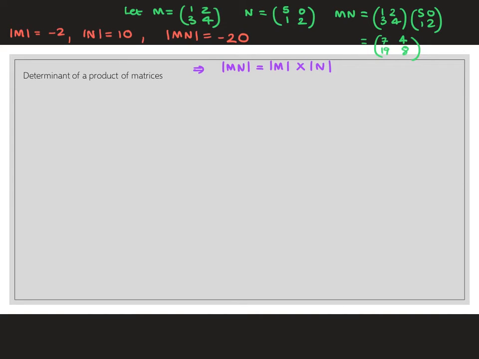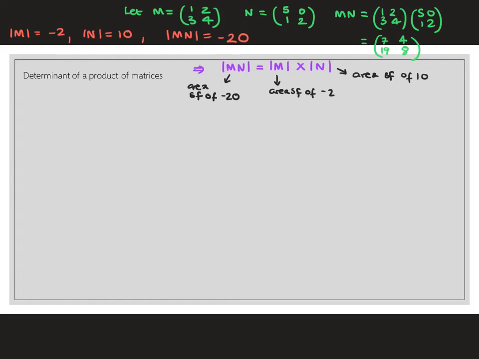Now, this should make perfect sense. Remember, we're saying that applying a matrix means performing a transformation, and if you have one transformation followed by another transformation, let's suppose the first transformation has a particular area scale factor, which multiplies up the area. The second matrix transformation will then multiply up that area as well, and so you can get the overall scale factor by multiplying the individual scale factors together. Now, can we actually prove this result algebraically?